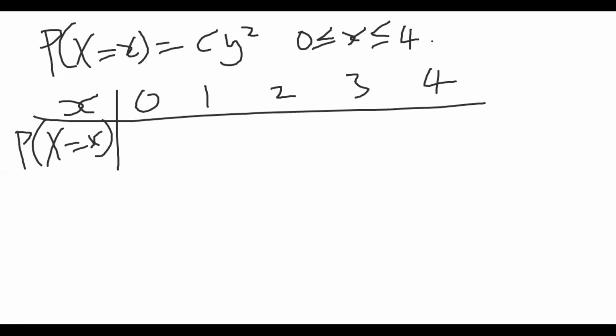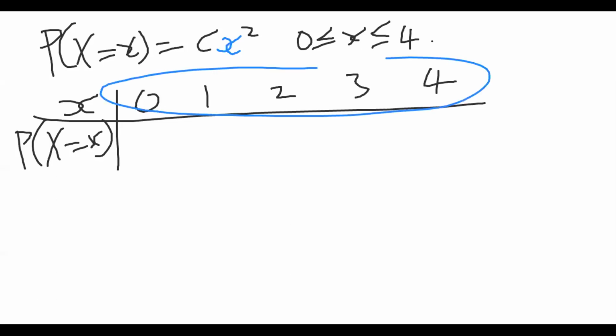I made a mistake here. This is supposed to be x. This is supposed to be x. You can correct it too. Cx squared like that. You correct it. So where there is x, we put it there. Are these values of x here?